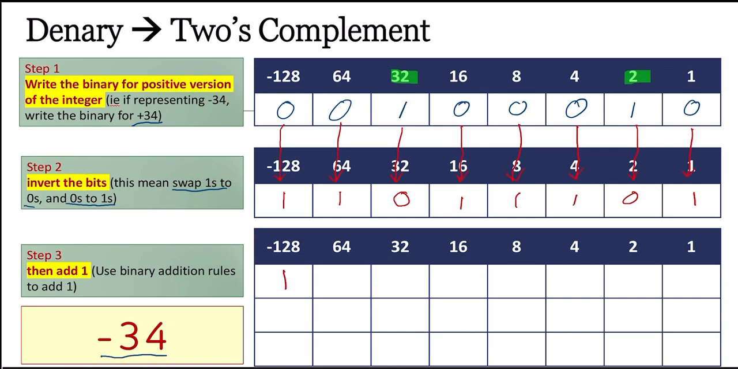So now I've inverted those bits. I'm just going to write them in here because now I need to do a binary addition. And I need to add 1. Now 1 in binary is 0, 0, 0, 0, 0, 0, 0, 1.